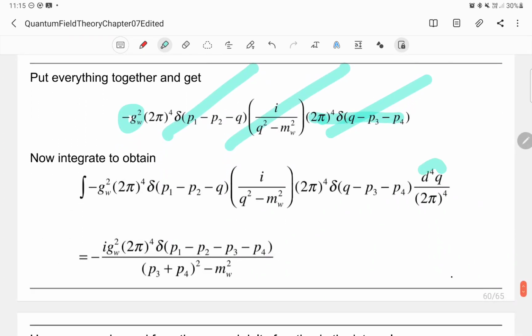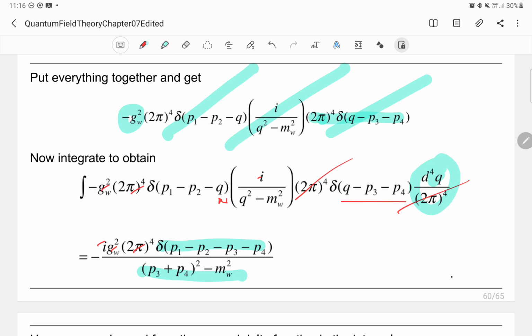And we now integrate. We multiply this one, and this one will cancel with that, and so we're left with I GW square pi to the fourth, and then when you integrate with the Q, then you can use this Dirac delta and substitute it here. So that's why you have this one here. And then your Q will be P3 plus P4 minus MW square.